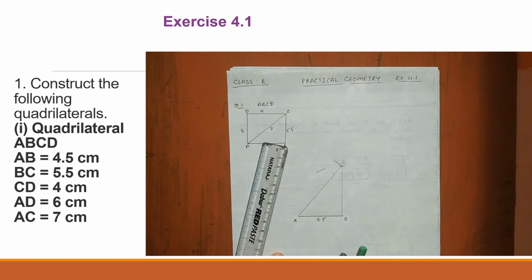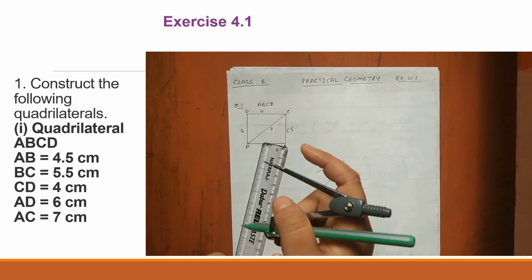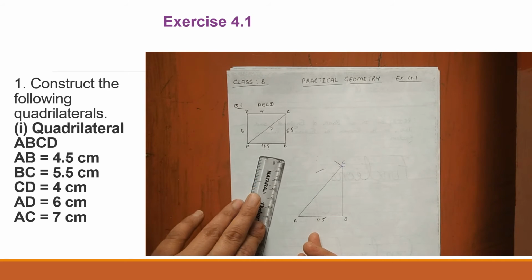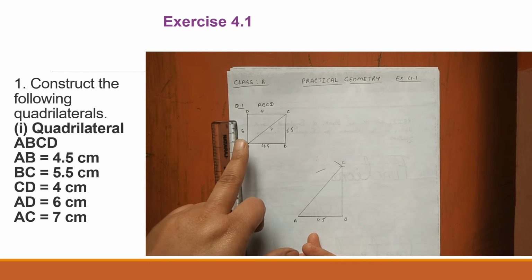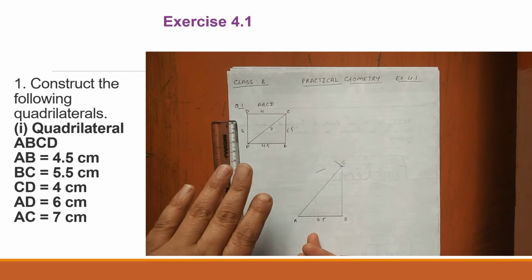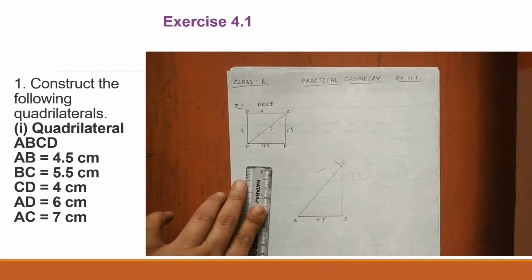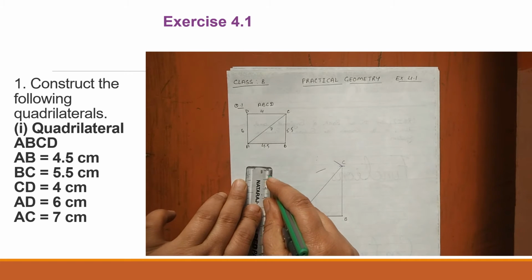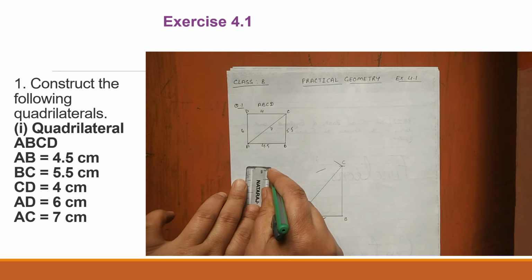Now I have to find point D. Just see, point D is 6 centimeters apart from A and 4 centimeters apart from C. So I will take a distance of 6 in my compass.